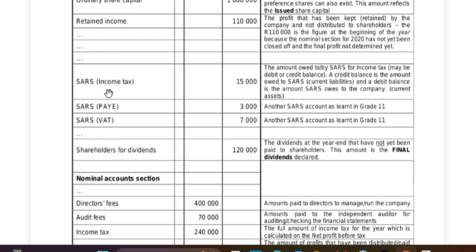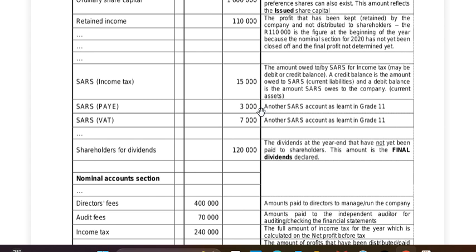Then you have your SARS income tax, which is what you owe SARS if it's on the credit side, or what SARS owes you if it's on the debit side. The amount owed to or by SARS for income tax may be a debit or credit balance. A credit balance is the amount owed to SARS, so it's a current liability, and a debit balance is the amount SARS owes to the company, so it's a current asset. And then we have SARS, PAYE, and VAT. These were done in grade 11.